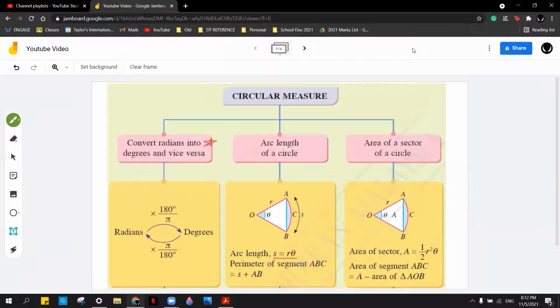Hi everyone. So based on our last class, we have talked about arc length. So this week we're going to talk about perimeter of segment. So how do we do that?